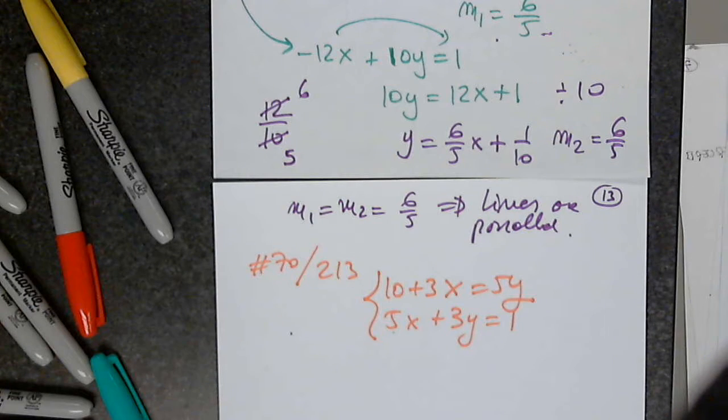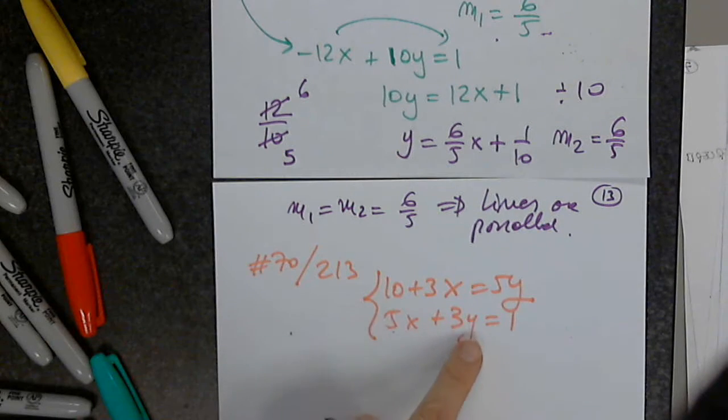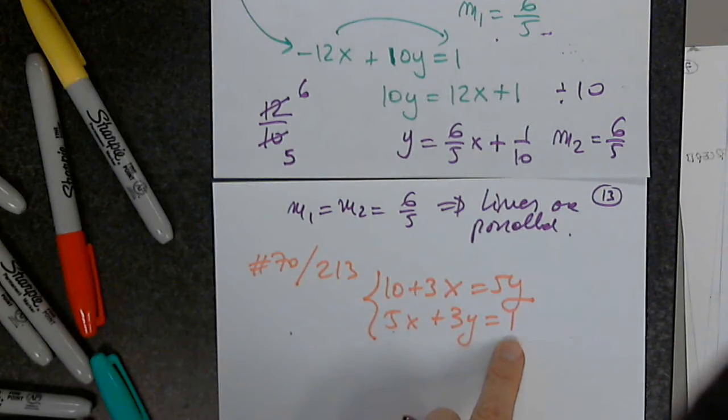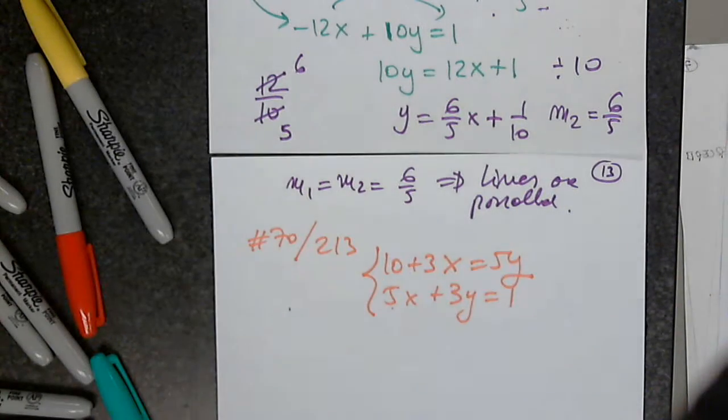Yes, once you find the slope, there are two options. Either they are equal, which means that the lines are, yes please. Does that say 3x plus 3y? 10 plus 3x equals 5y, 5x plus 3y equals 1. So if you find that the slopes are the same, what would you conclude? Parallel. What if you find that one is the negative multiplicative inverse of the other? What would you conclude? Perpendicular. What if none of the above happens? What would you say? Neither nor. Perfect.